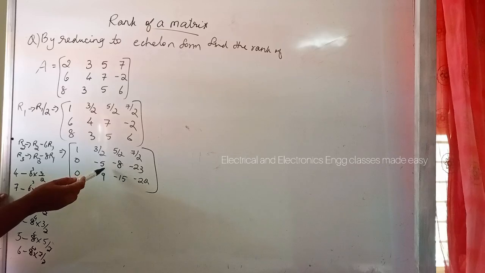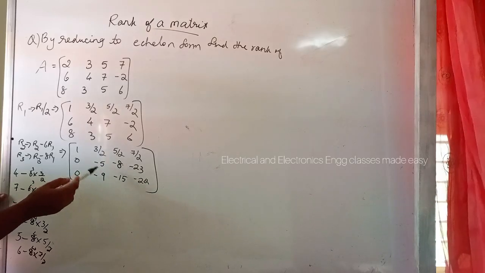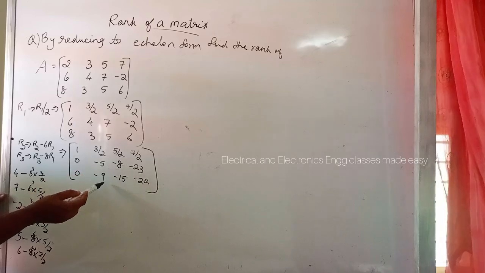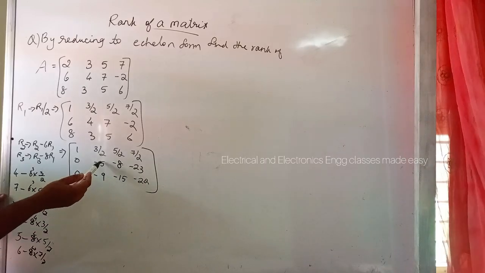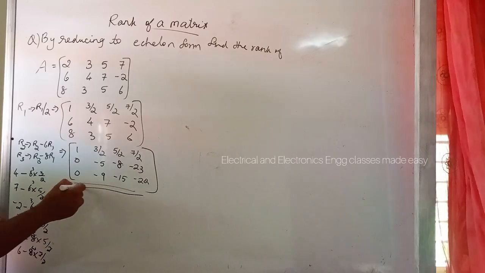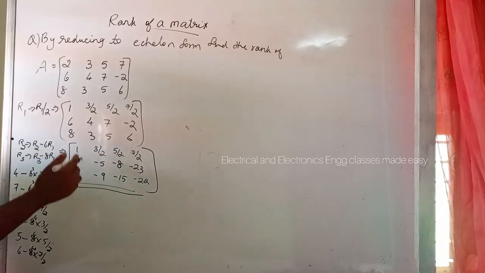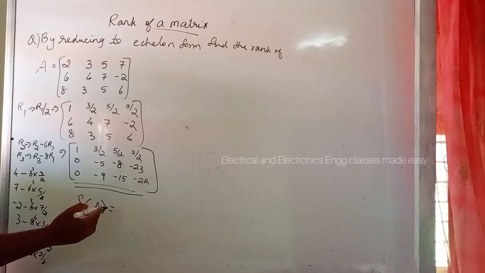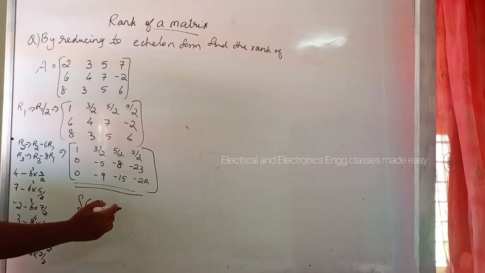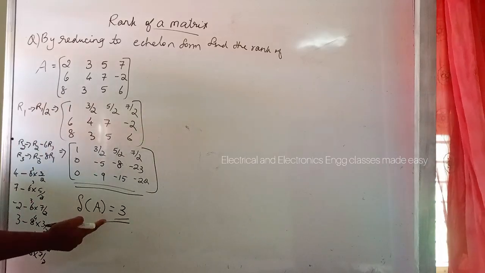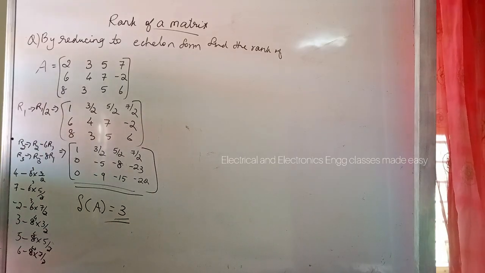Now we would have to make either this element 0 or this element 0, but it is difficult to make these elements 0 here. So this is in echelon form. What is the number of non-zero rows? The non-zero rows here number 3. So the rank of this matrix is 3.